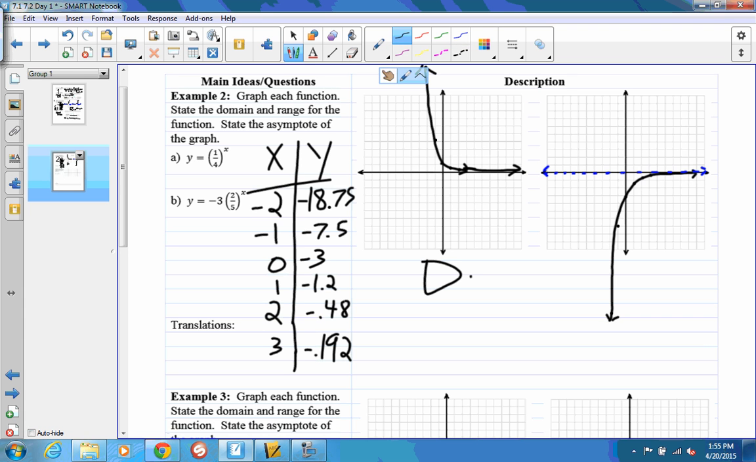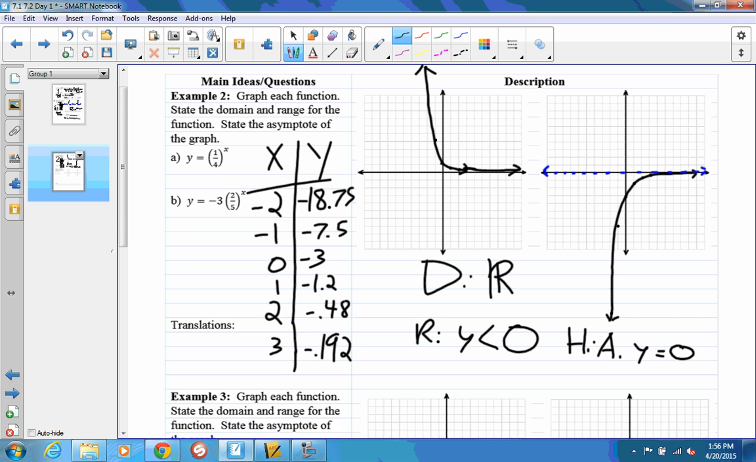All right, so for domain, still all real numbers. Range, y has to be less than 0. Notice, guys, and we'll get into translations momentarily, but when my a value, my coefficient, is negative, what happened? I flipped across the x-axis, just like with my square root functions and cubic root functions. So y has to be less than 0, and I have a horizontal asymptote. So that, and y equals 0.